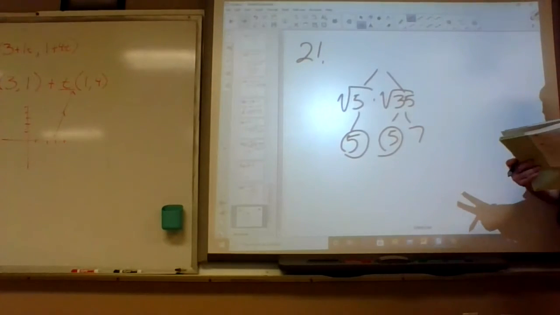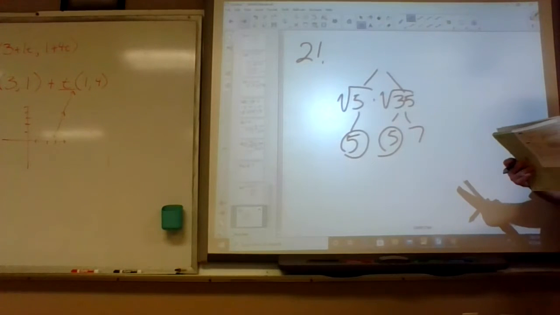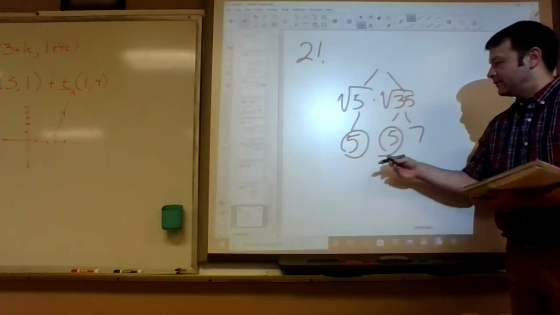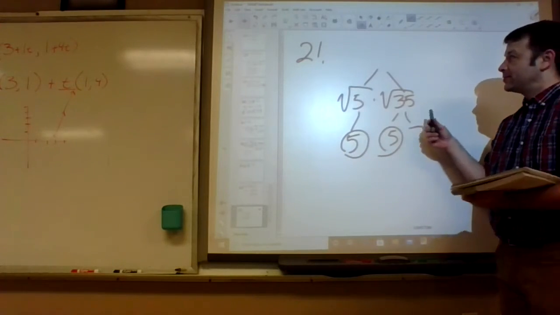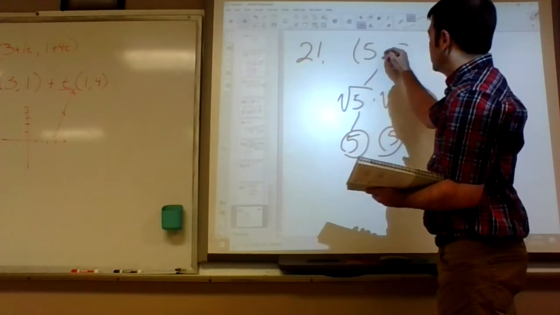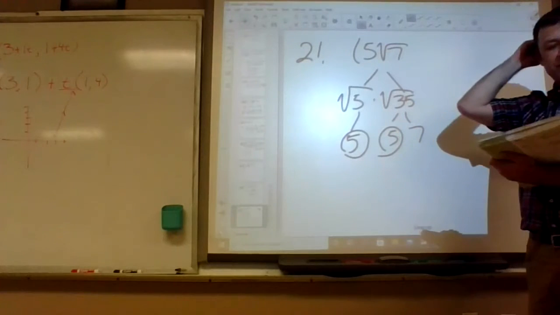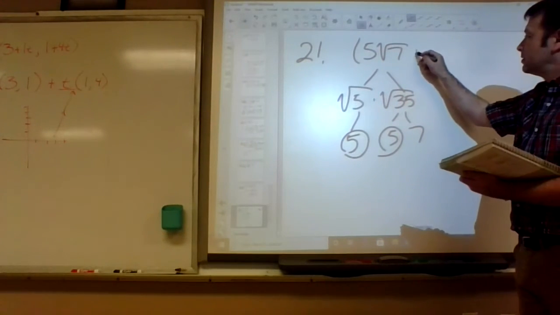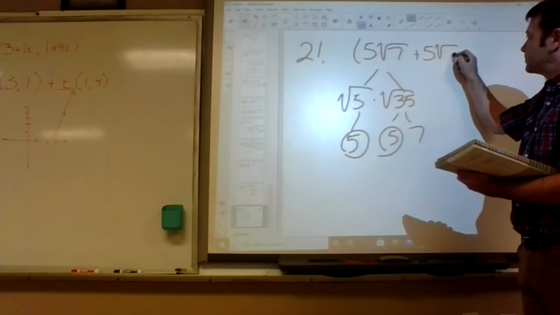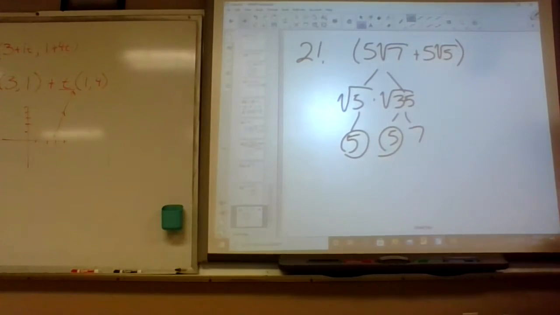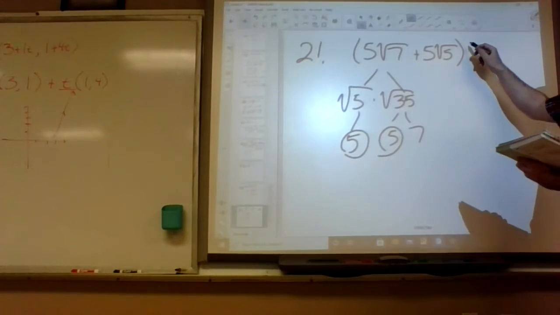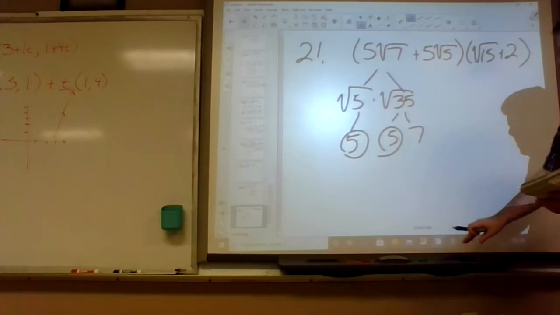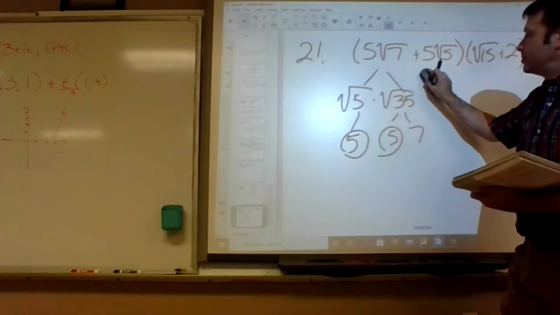Okay, so on 21 I'm using distributive property. Square root of 5 times square root of 35 will eventually break down to 5 square root of 7. And then what's square root of 5 times 5? 5 square root of 5. Okay, and then we can take that times square root of 15 plus 2. So we got a FOIL problem upcoming.